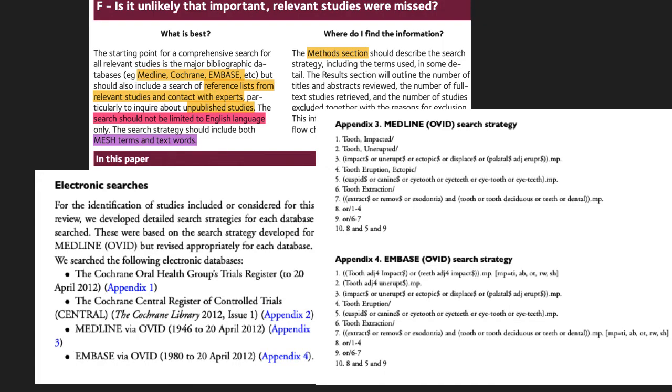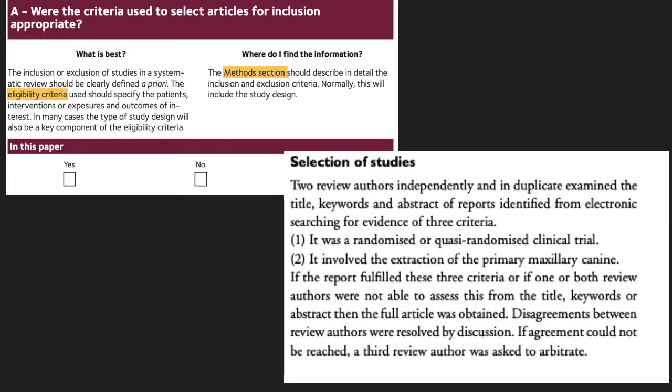For the second question, were relevant studies missed? I think they did comprehensive research. The electronic search was done in the Cochrane Central Register, Medline, Embase, and the Cochrane Oral Health Group, with the appendix of the search strategy, the MeSH words, Boolean operators, everything. It was a comprehensive search, and the answer is yes. There are no missed papers.